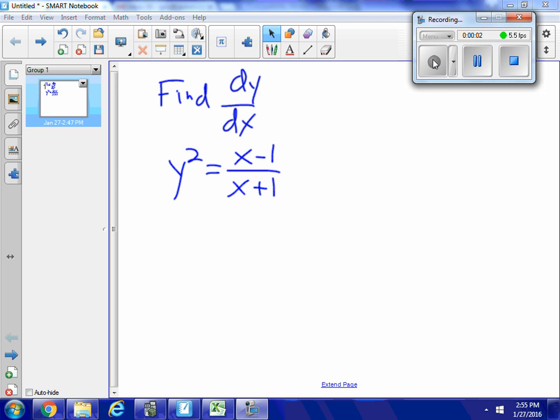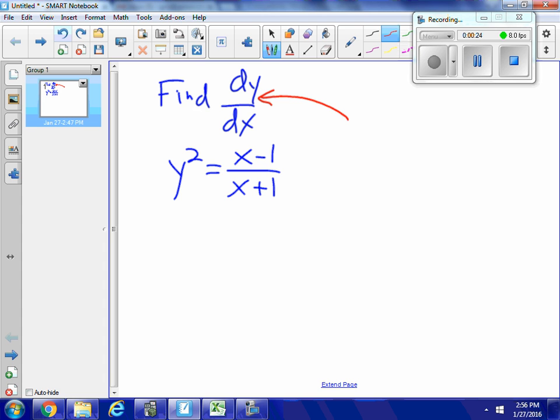This is a good problem to start with for implicit differentiation, because you can see it's not just a very simple y equals something. I have this y squared there, so it's going to make it a little bit more complicated. The question says find dy over dx. Let's remember what this means.